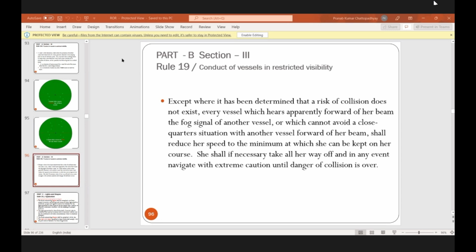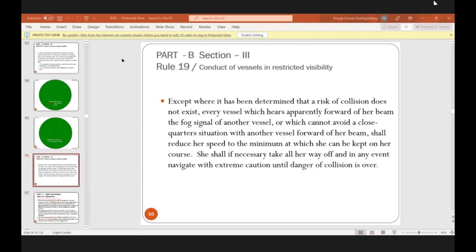In such a case, there is something not mentioned here that you have to mention, which most of the people don't know and don't mention. You will mention whatever they have prescribed as the action you will take: I shall reduce my speed to the minimum so that she can be kept on her course, or if necessary, I shall take her all the way off, and in any event, navigate with extreme caution until danger of collision is over.